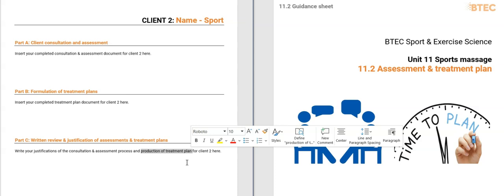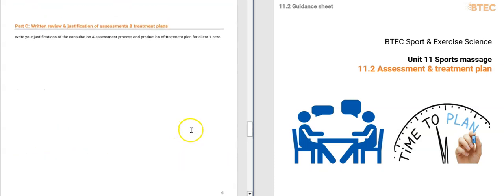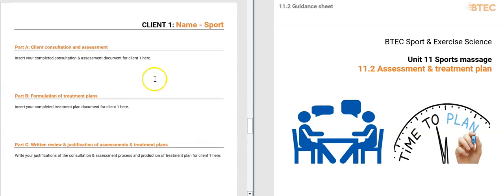Of course, once we've finished this content for client 2, we'll jump back to 11.3, where you'll do the treatment on client 2 and you'll do the evaluation on client 2. Once that's done, all of assignment 2 and 3 are fully completed. Alongside this, that's where all your work will end up. All your work should end up in this assignment brief document.